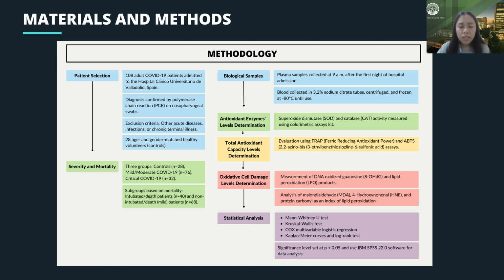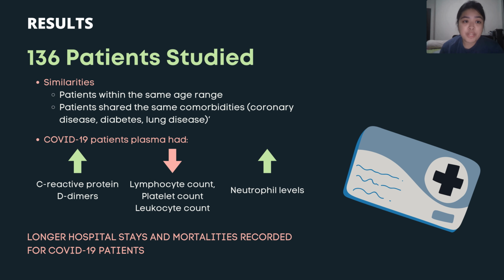And lastly, statistical analysis employed the Mann-Whitney test for group differences, the Kruskal-Wallis test for variations across COVID-19 severity, and the Cox multivariable logistic regression to explore the association between lipid peroxidation and intubation or death risk. Kaplan-Meier curves and log-rank tests were also used to assess the probability of intubation or death up to day 28. The significance level was set at P less than 0.05, and IBM SPSS 22.0 software was utilized for data analysis. 136 patients were involved in the study.